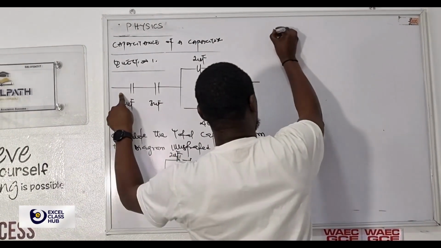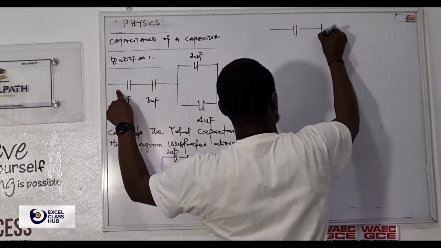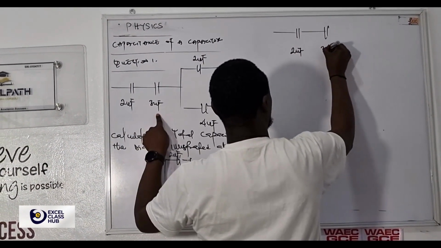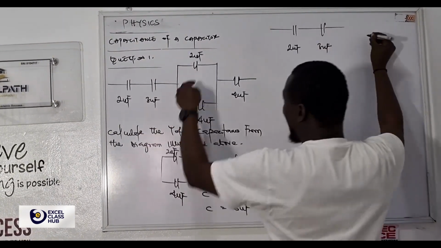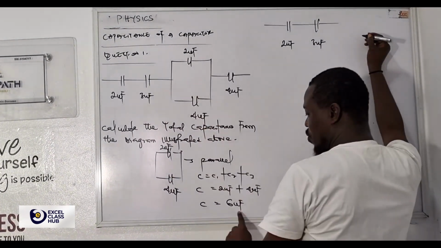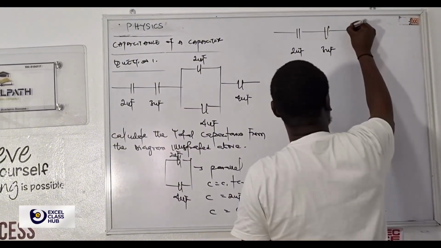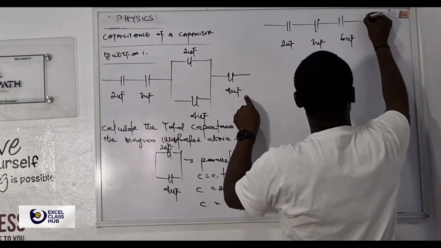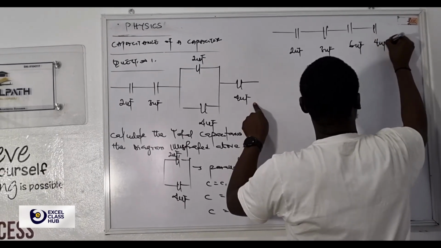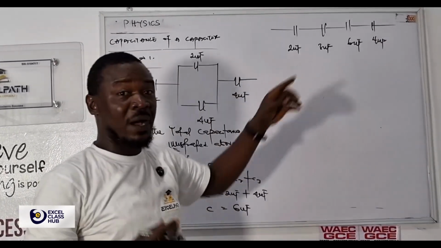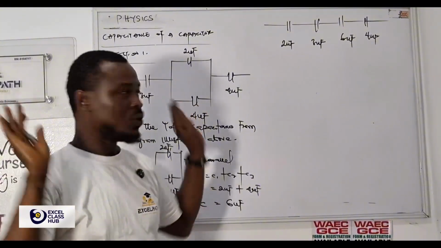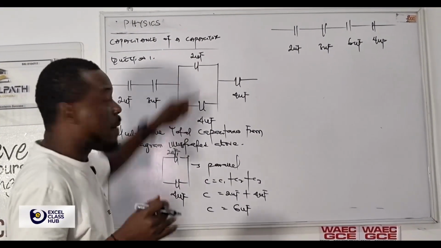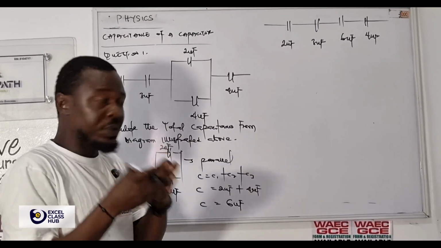You now go back to this diagram. You now redraw this diagram. You have 2 microfarad. Here you have 3 microfarad. Remember this one here now, you resolve it, giving you 6 microfarad. This one now turns to 6 microfarad. And the last one you have 4 microfarad. You can see now the diagram is in series, no more parallel, because I have resolved the parallel. Anything parallel, you sum it together. Are you with me now?